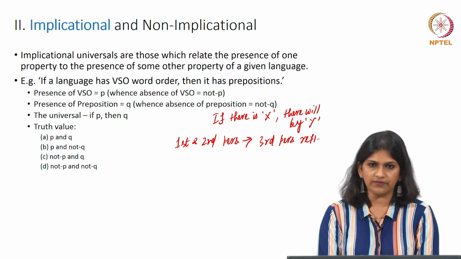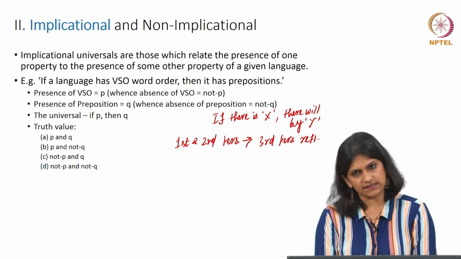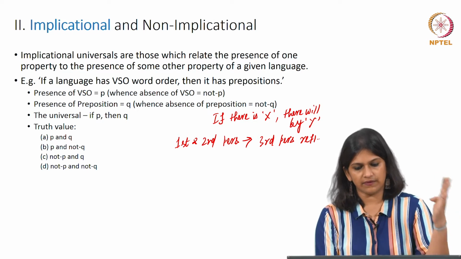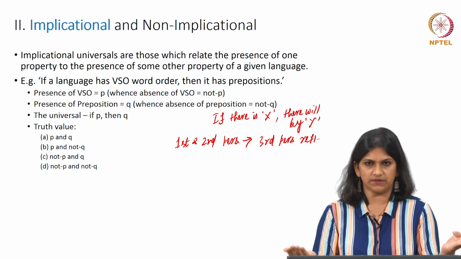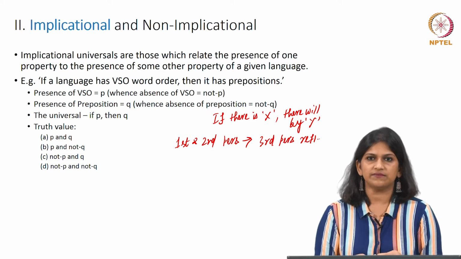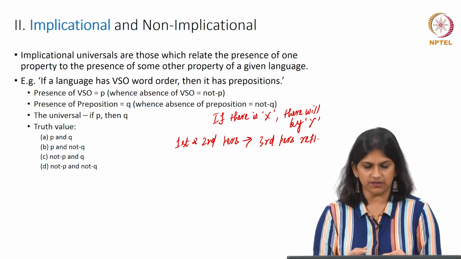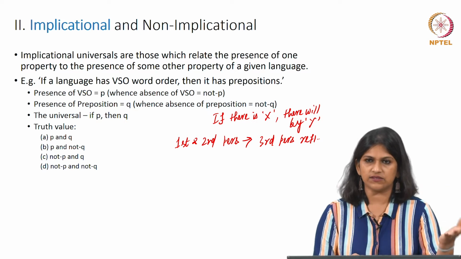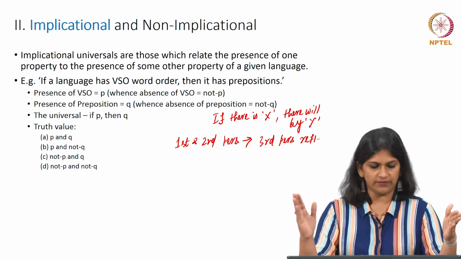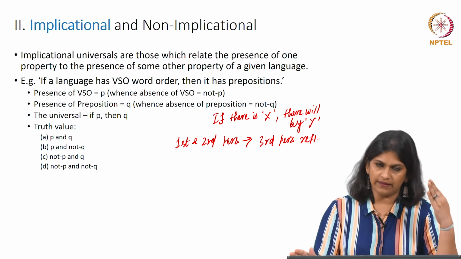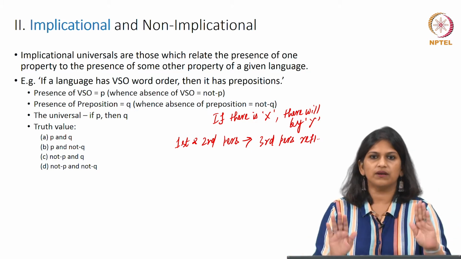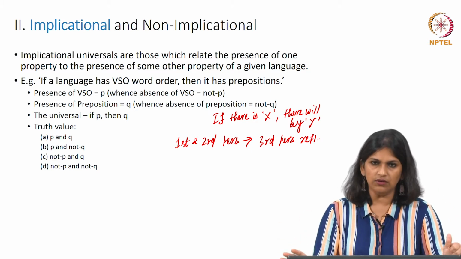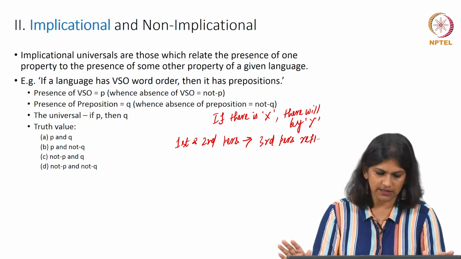So, what are the truth values? So, if there is P, then there is Q. Let us say P is VSO, Q is the preposition. So, if the language is VSO, there is a preposition. If the language has VSO, that means if the language is P, it will have Q. There could be a language which has P, but no Q. It is VSO, but it does not have preposition, that is also still okay.